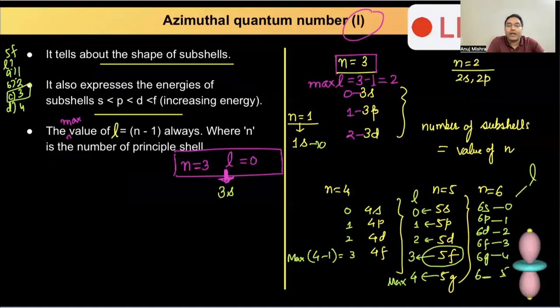If you have n given, what will be the maximum value of L? n minus 1. That is, for 3 it is 2, for 2 it is 1, for 4 it is 3, for 5 it is 4. Right? That's the maximum value. Where will it start from? It will start from 0, then 1, 2, 3, and so on. So for n equals 6, it is 0, 1, 2, 3, 4, 5. For n equals 4, it is 0, 1, 2, 3.